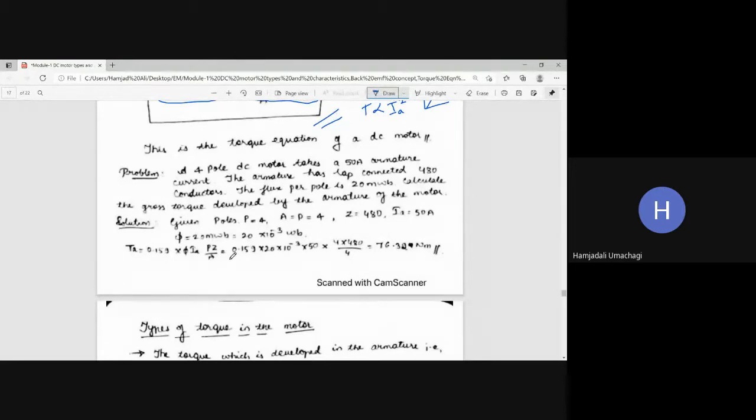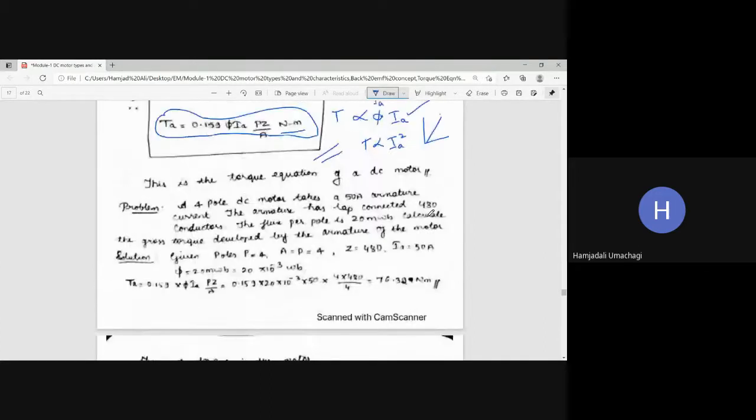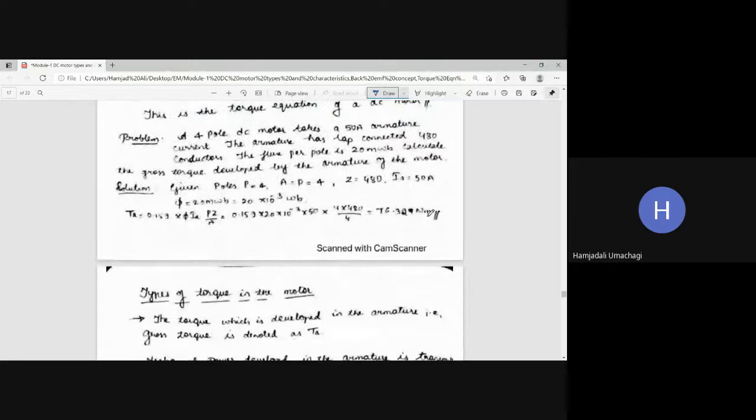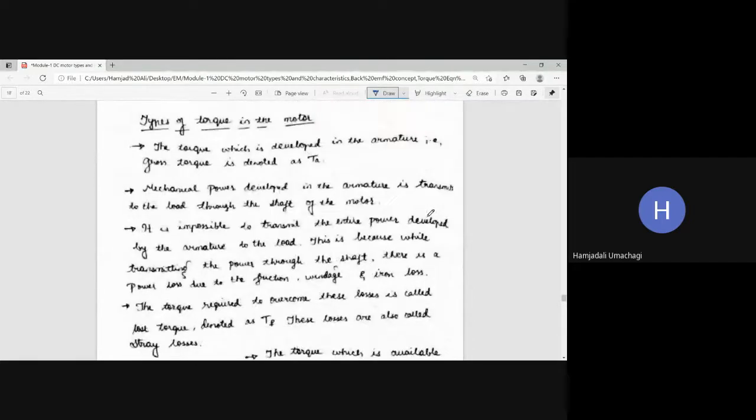So 0.159, flux is how much? 20 milliwebers. Armature current Ia is how much? 50. Then number of poles is 4. Z is 480. A is equal to P, that is also once again 4. So if you simplify, the armature torque is 76.32 Newton meters. This is very simple. Just to understand the concept of torque equation, here I have taken a numerical problem as an example. Now we'll see different types of torque in the motor.